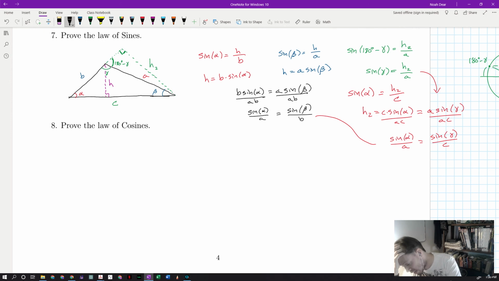The law of cosines. I will again draw an arbitrary triangle. This one's a bit more algebra to get through, so hang tight. There's going to be a lot of weird factoring and whatnot. Feel free to pause and rewind as you need.